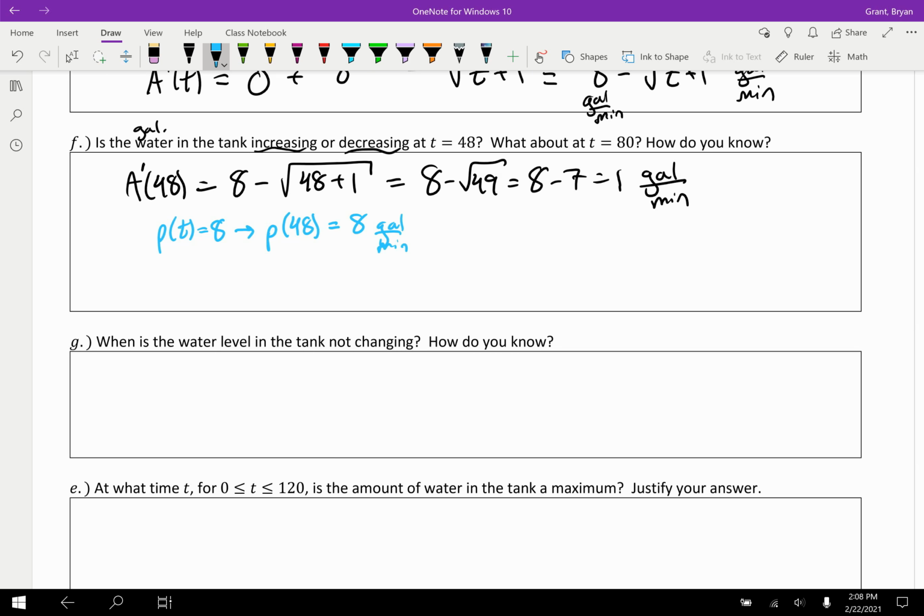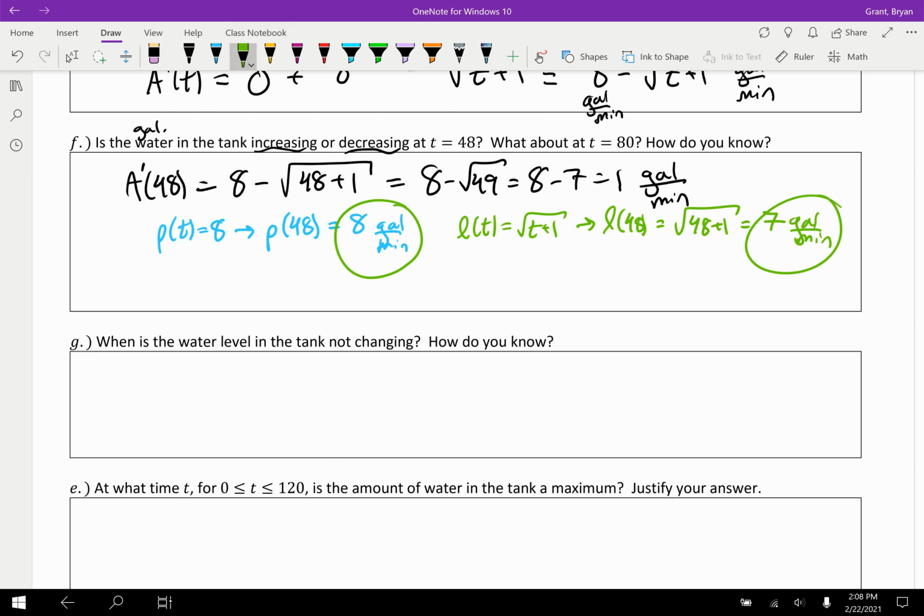Okay, then what if I compared that to the amount that's leaking out, right? This was the square root of t plus 1. So if I find L of 48, this is the square root of 48 plus 1, square root of 49, which is 7. Just compare those two rates. If we're pumping in at 8 gallons per minute and we're leaking out at 7 gallons per minute, is the overall amount going up or going down? And logically, I find my students go, oh, well, duh, it has to be going up because you're gaining more than you are losing. And sure, that would be a great way to explain it.